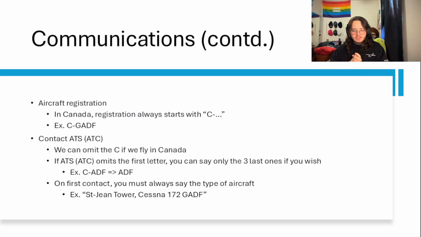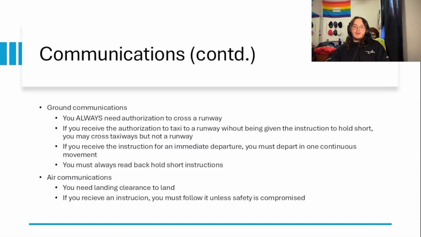Fantastic. I think that covers everything on this slide. Let's talk about ground communications. This one's a bit tricky. Try to get your visualization muscles going. You always need authorization to cross a runway. Always.